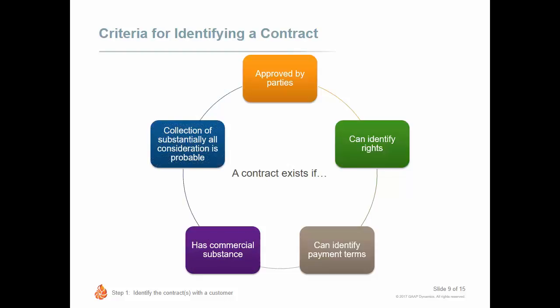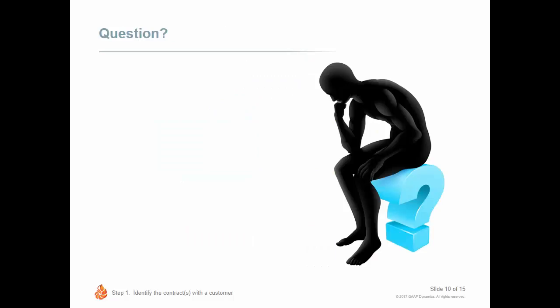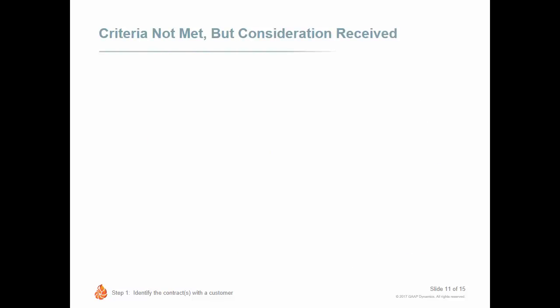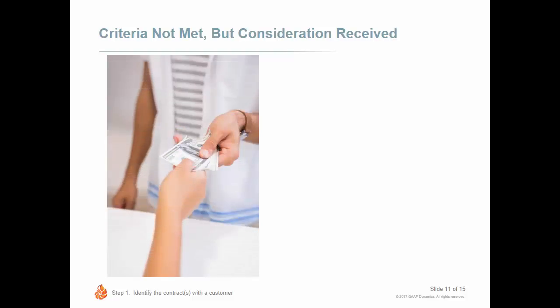It is probable that the entity will collect substantially all of the consideration to which it will be entitled in exchange for the goods or services that will be transferred to the customer. If a contract with a customer does not meet all of these criteria, an entity shall continue to assess the contract to determine whether these criteria are subsequently met. When a contract with a customer does not meet the previously discussed criteria, but an entity receives consideration from the customer, the entity shall recognize that consideration received as a liability.